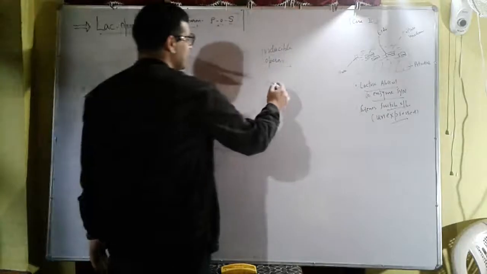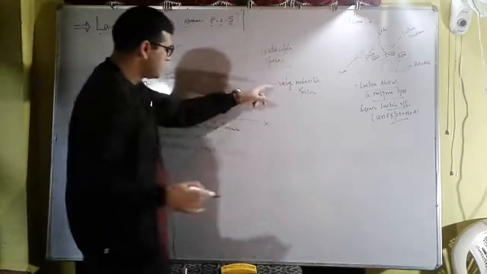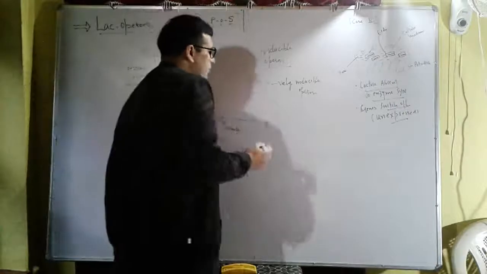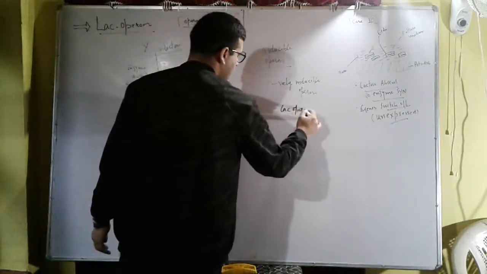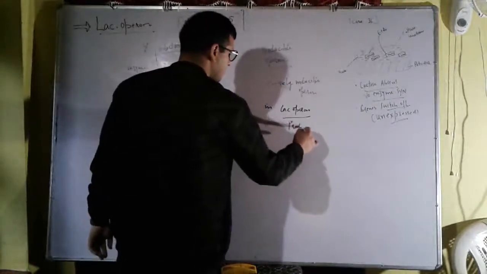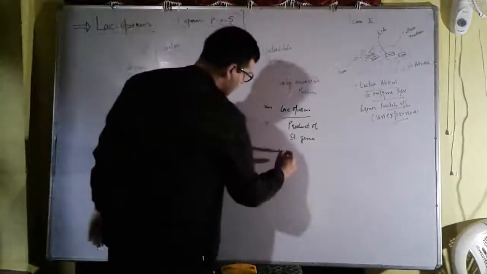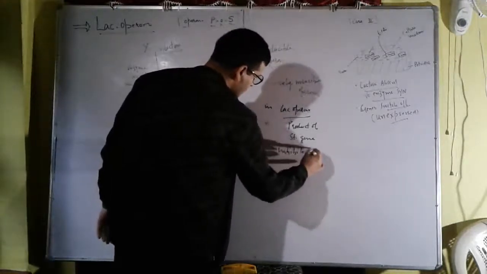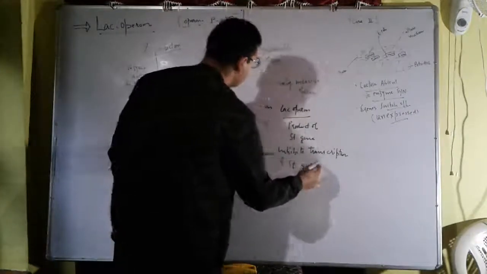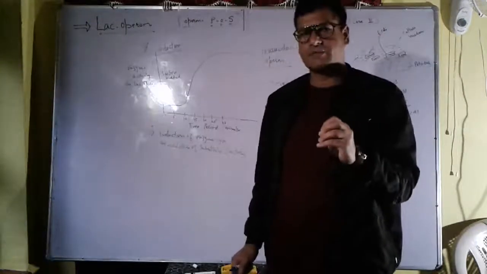Another important point is that it is a negatively inducible operon. Why is it called a negatively inducible operon? Because the product of the regulatory gene inhibits the transcription of the structural genes. So we call the lac operon a negatively inducible operon because the product of the regulatory gene, that is the repressor protein, inhibits the transcription of the structural genes.